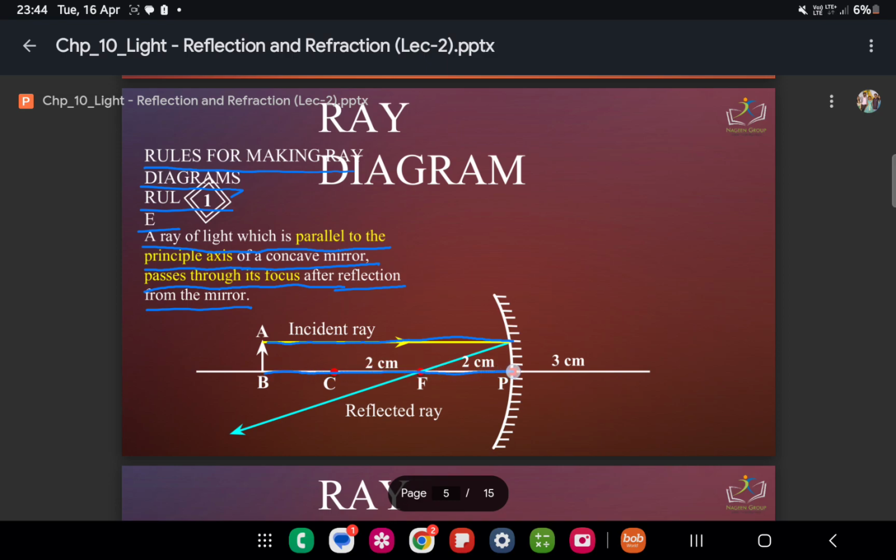What I am drawing here, this is the principal axis, and this is the incident ray. Both are parallel to each other. Then if the incident ray falls on the concave mirror, it will reflect through the point F. It will reflect through the point F. Here F represents the focus.